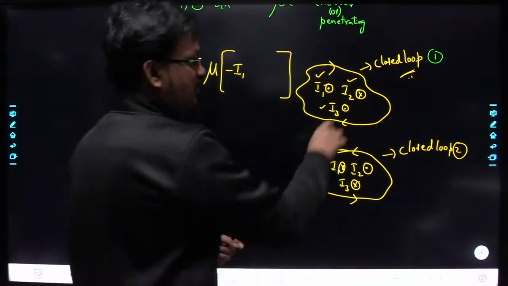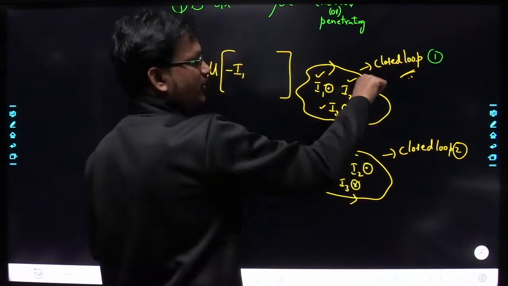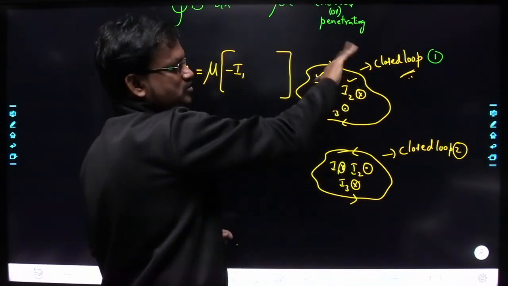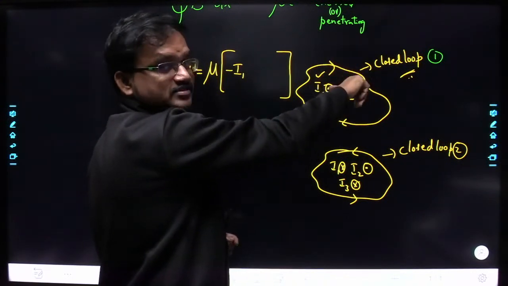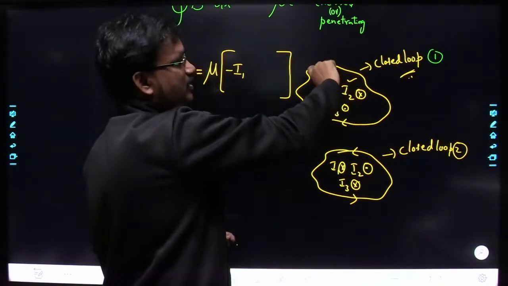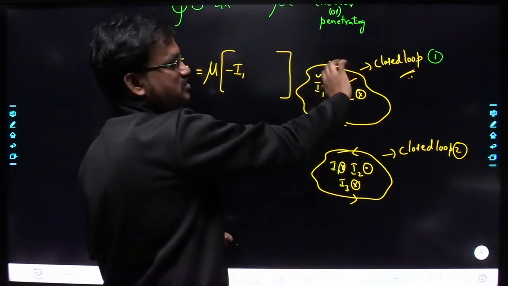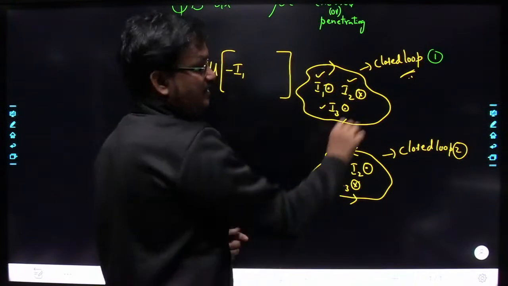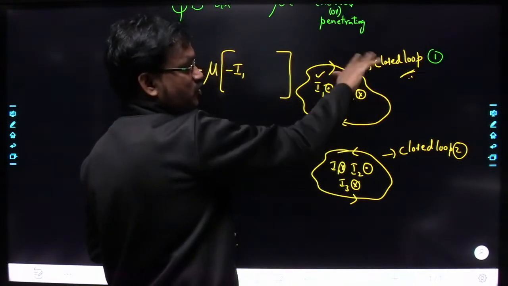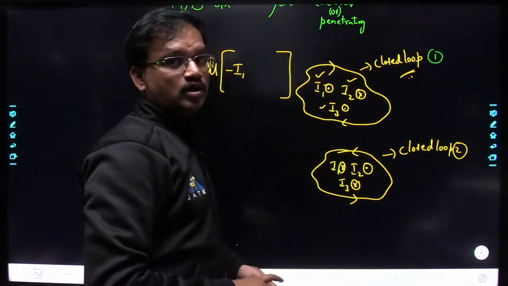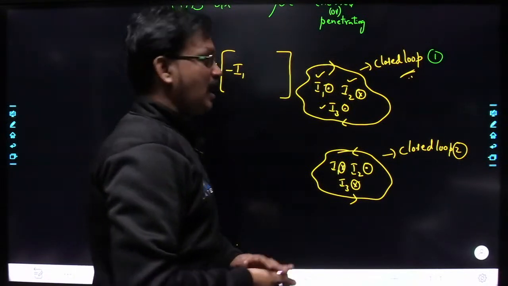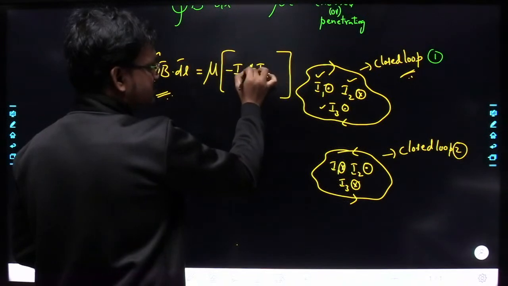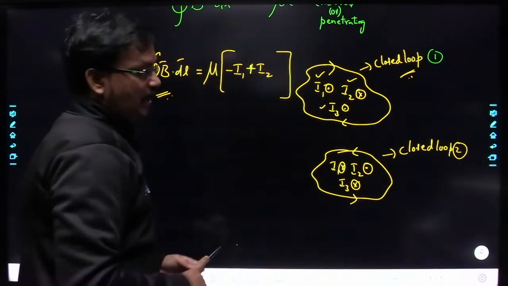Next, if you consider I2 here, I2 is flowing into the board. So it is going to produce the B field in which direction? Clockwise direction. Yes or no? And here the loop, I am also enclosing in which direction? Clockwise direction. So the direction in which I am enclosing the loop and the direction in which this current element is producing the B field, both are the same. Hence I have to write here plus I2.